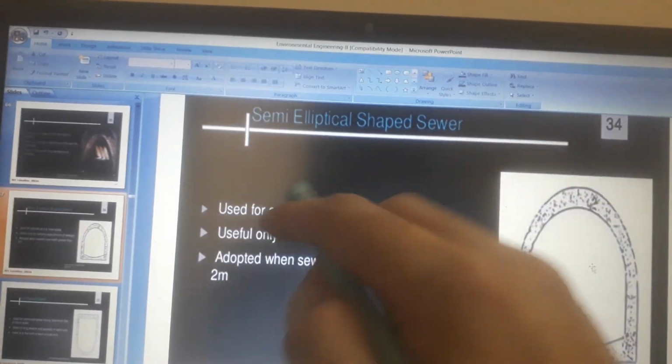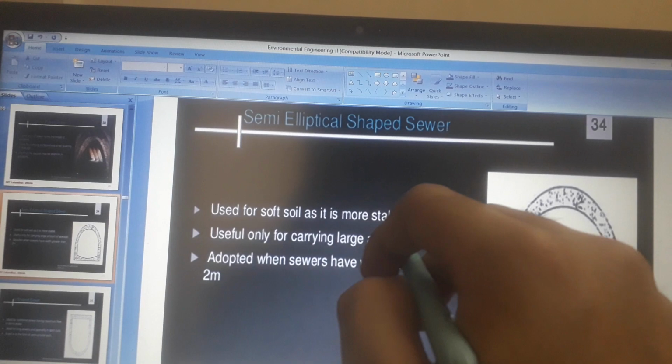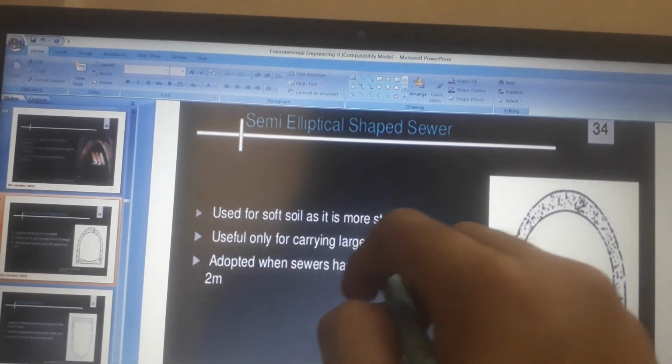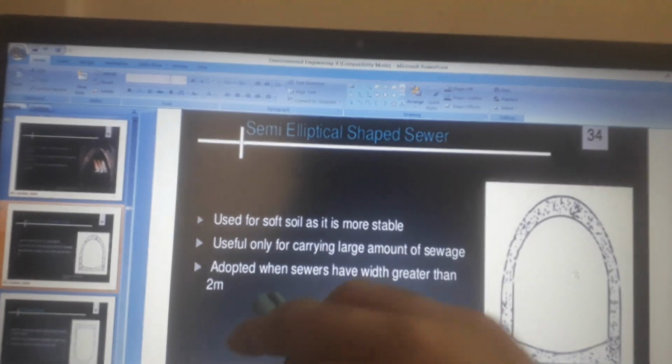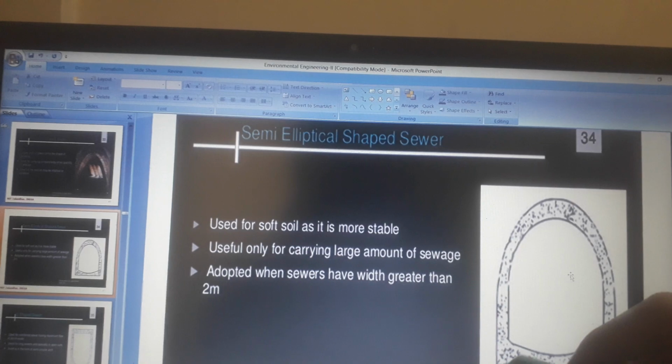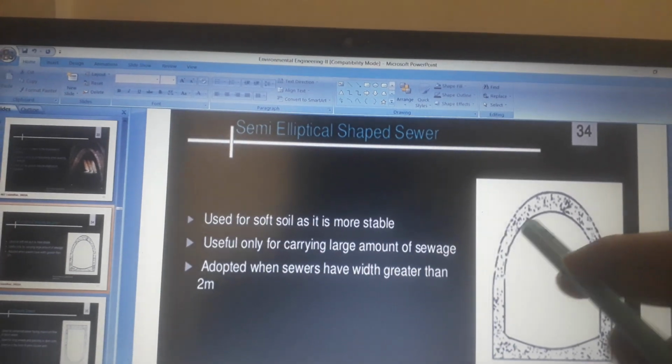Semi-elliptical shaped sewer. Used for soft soil as it is more stable. Useful only for carrying large amounts of sewage, when sewers have width greater than 2 meters. This is a semi-elliptical shaped sewer. For example, this.